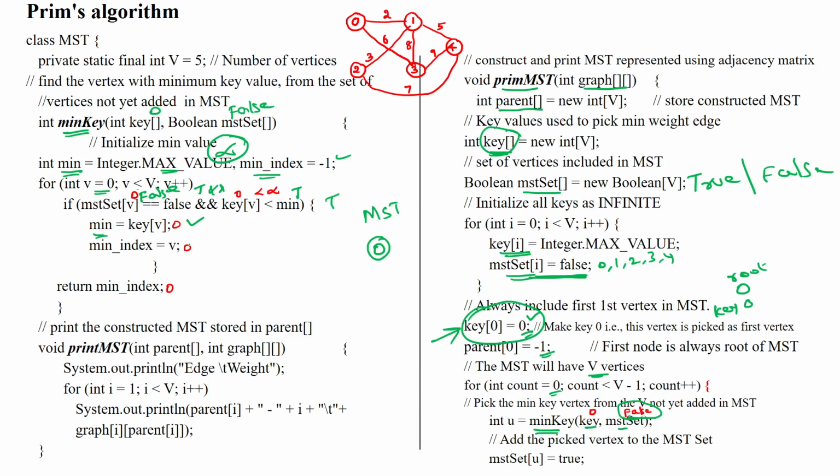So 0 is assigned to minimum_index, and the minimum_index is V. So here the vertex is 0. So 0 is assigned to minimum_index, then it is returning the 0 here. So now U is 0, the source vertex is 0. Then we are setting the MST set to true. So the source vertex is visited now. Now you look at this, 0 is added into the minimum spanning tree.